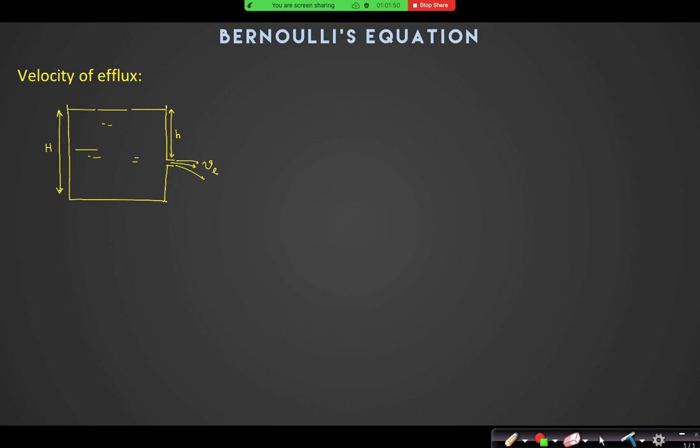Velocity of efflux. Yes, sir. So velocity of efflux is the velocity of fluid coming out from this small hole. How do I find it? Now you can assume any streamline. Suppose this is a streamline. I can assume this to be a streamline.